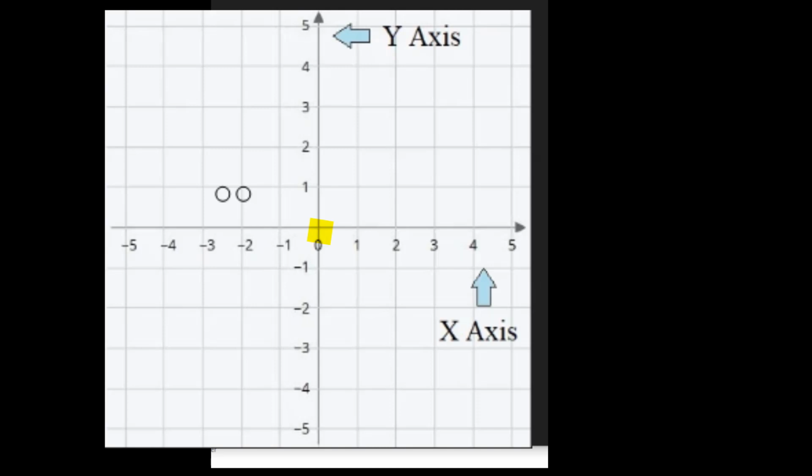Looking at this Cartesian coordinate system, it's made up of 4 quadrants. The upper right quadrant, quadrant 1, all x numbers and y numbers will be positive. Quadrant 2, moving to the left, x will be negative, y will be positive. Quadrant 3, x will be negative, y will be negative, and then quadrant 4 in the lower right, x will be positive and y will be negative.